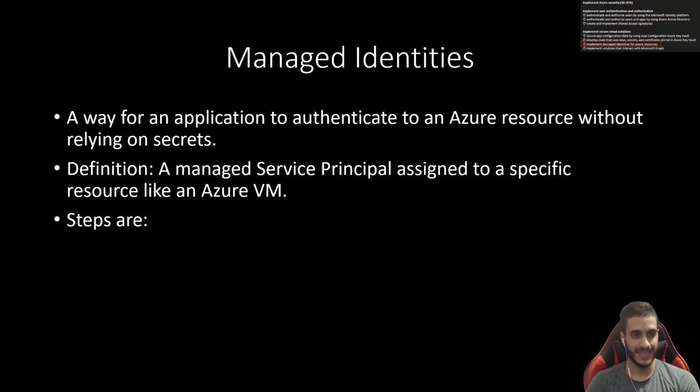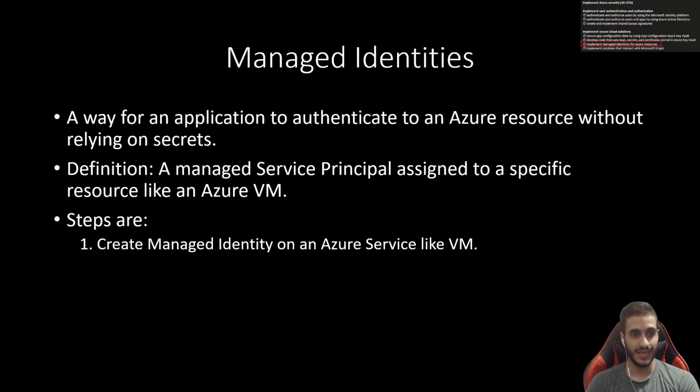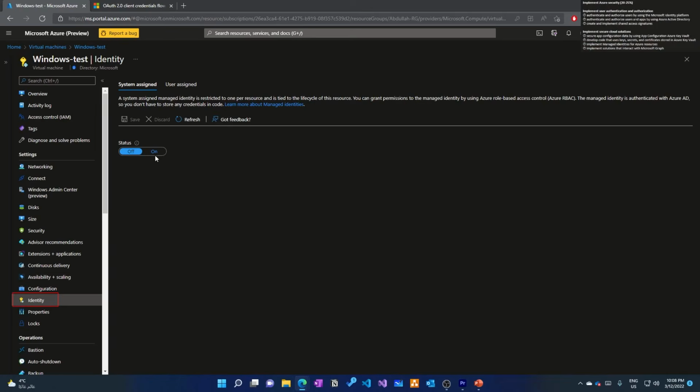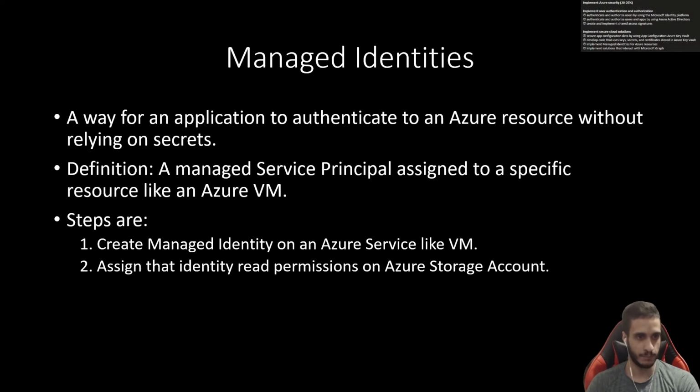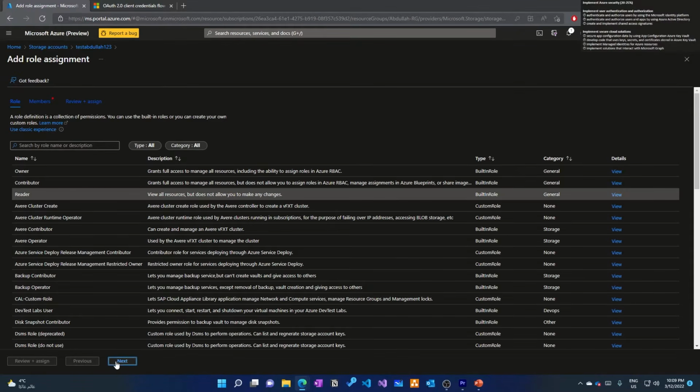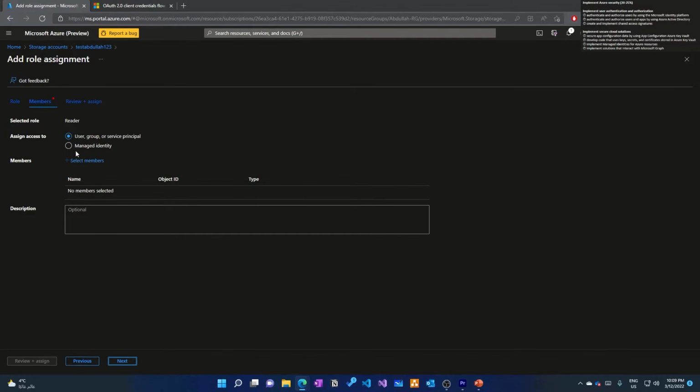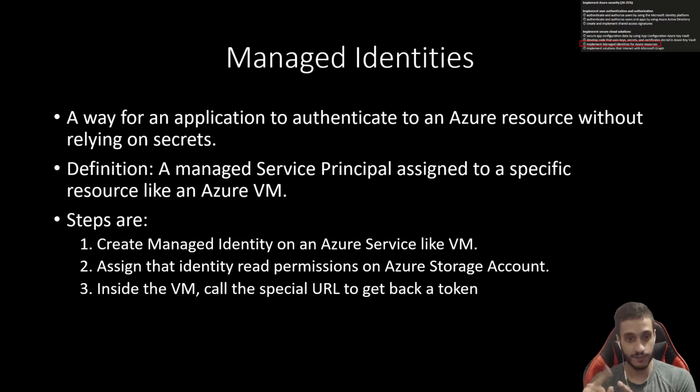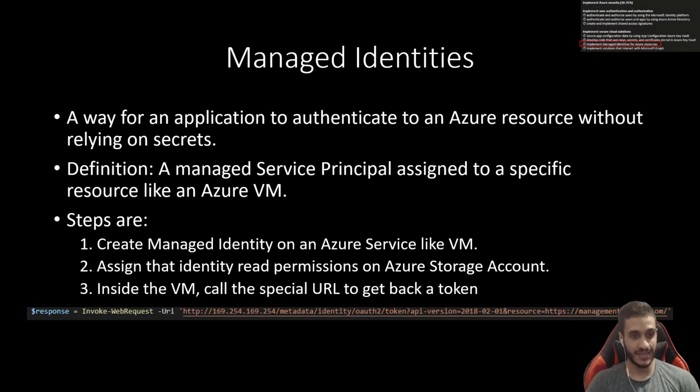Now, the steps to enable managed identities are: the first thing is you would create a managed identity on an Azure service like a VM, for example, and then you would assign that identity read permissions on an Azure storage account, for example, and then inside that VM itself, you would call a specific URL to get back a token without relying on secrets whatsoever. As you can see, this is the special URL that is used here on this screen.